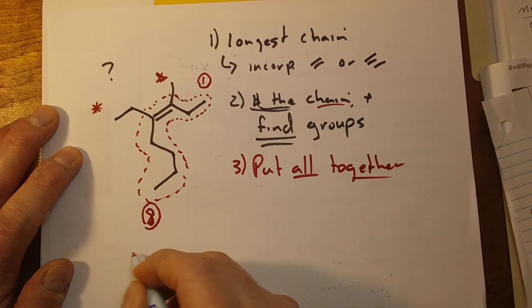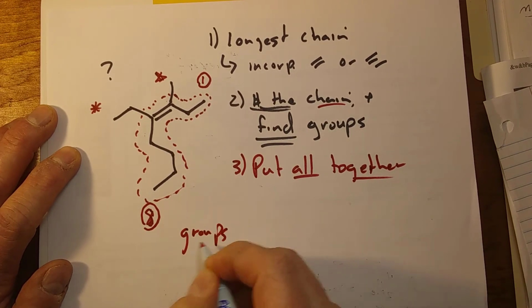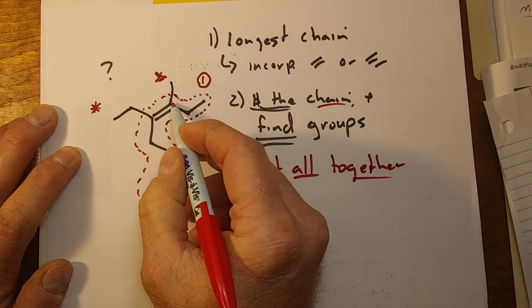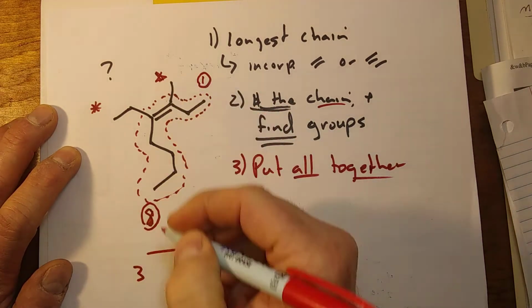So what I'm going to do is put the groups under a category here. I had the first group off of carbon 3, and it was a methyl.